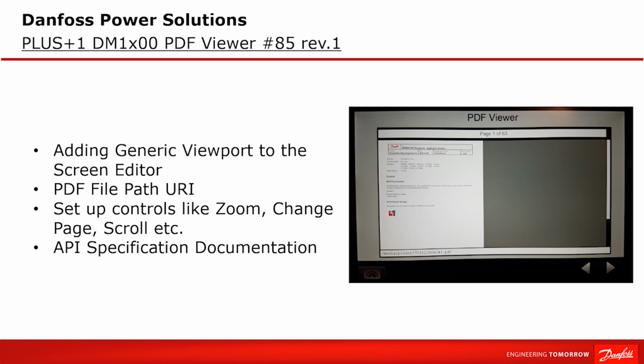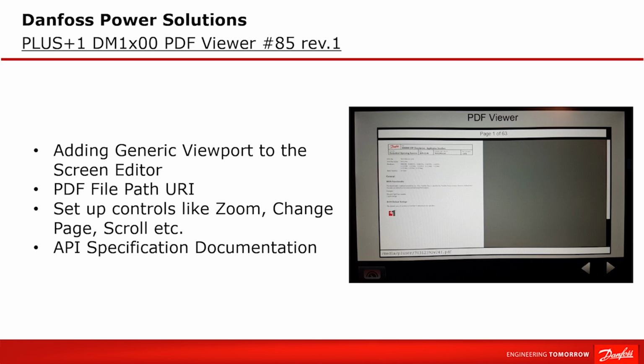In this video I would like to talk about a DM10 and 1200 use case called PDF Viewer. This display family does provide PDF Viewer functionalities, which gives the user the possibility to display PDF files from different locations on local storage or USB stick as well. This video shows how to add a generic viewport to the screen editor and link this to a PDF file using the Unique Identifier output signal.